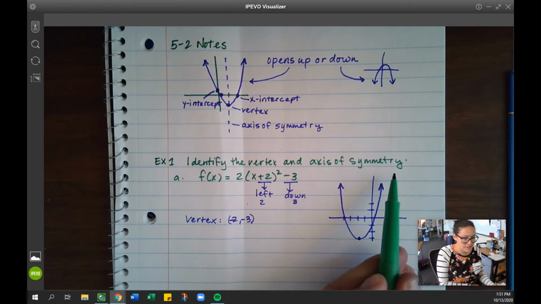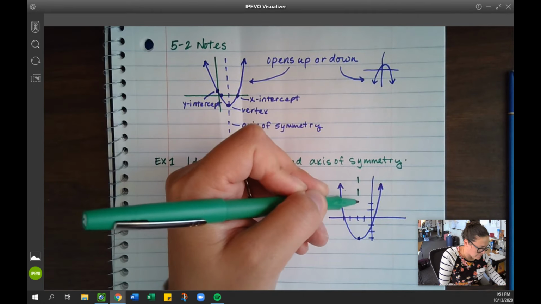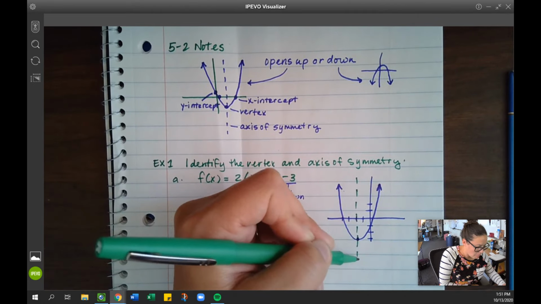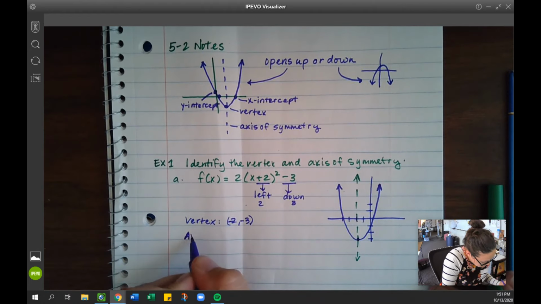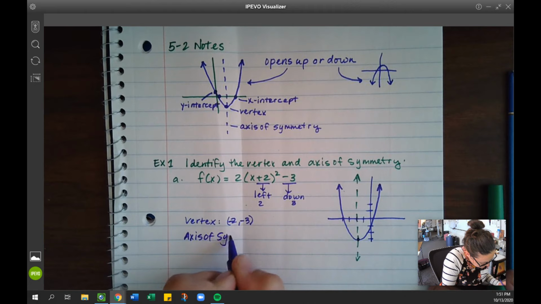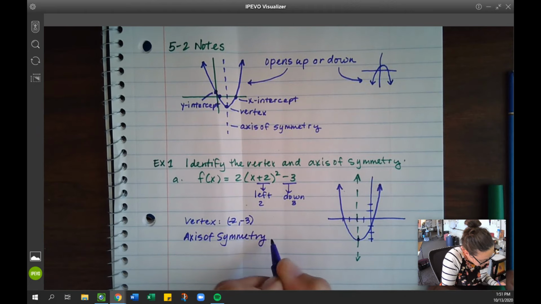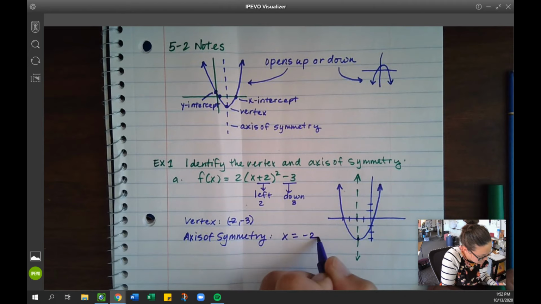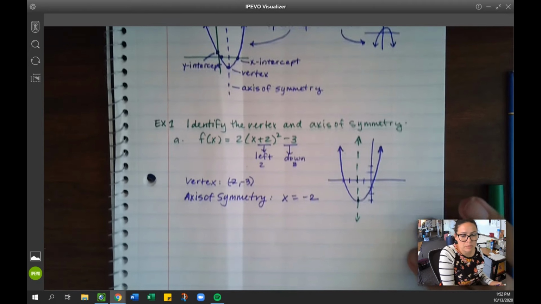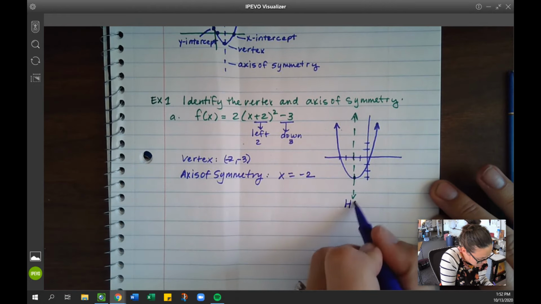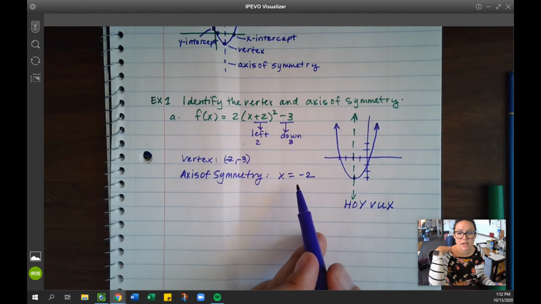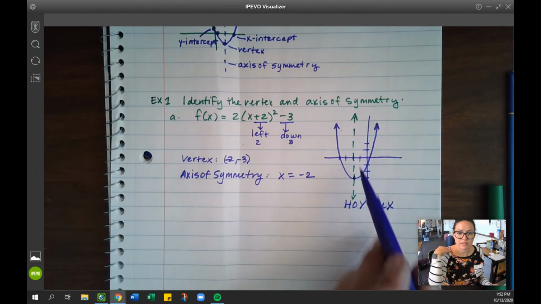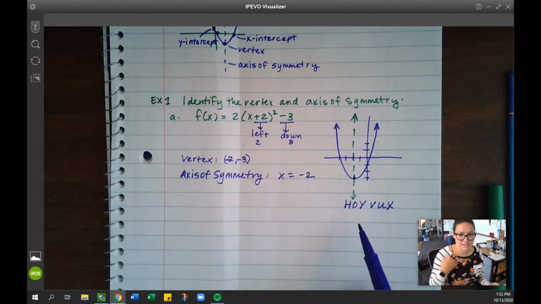Now, what's our axis of symmetry? Our axis of symmetry is the vertical line that goes straight through the graph of the parabola. So my axis of symmetry is the line x equals -2. Because remember, all vertical lines have an equation of x equals a number, and it is exactly where x is -2.